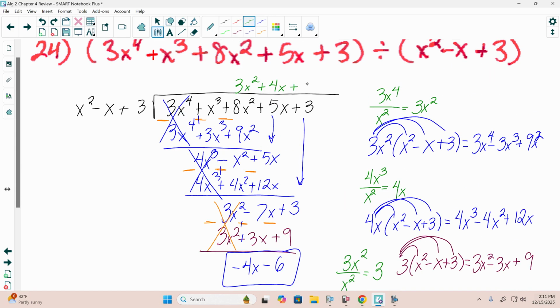So we have our plus 3 here. So 3x squared plus 4x plus 3 is our whole part, and we do have to add the remainder, our negative 4x minus 6, over what we were dividing it by, x squared minus x plus 3. Questions on 24? Questions on how we do this here?